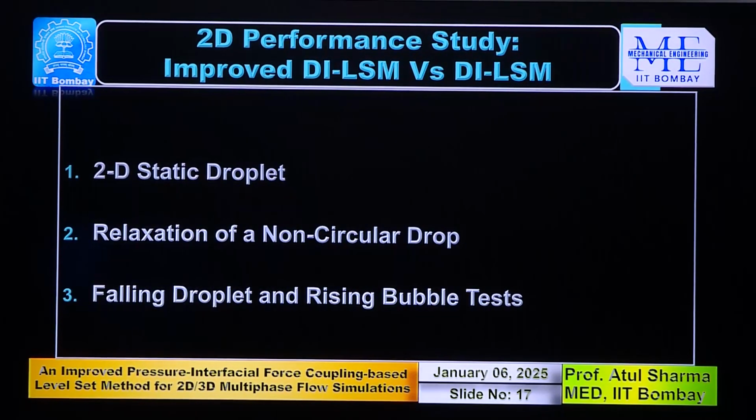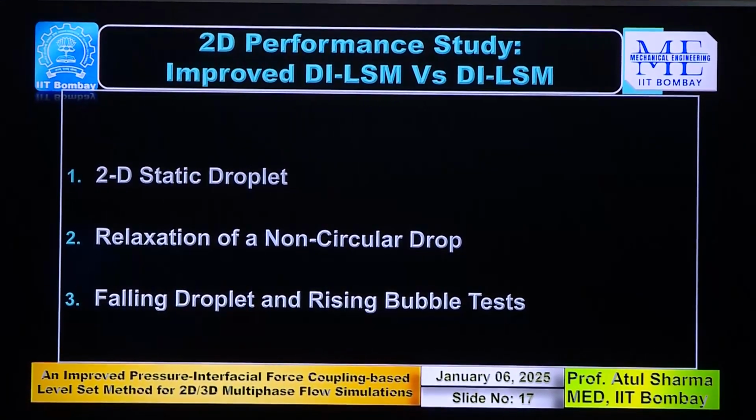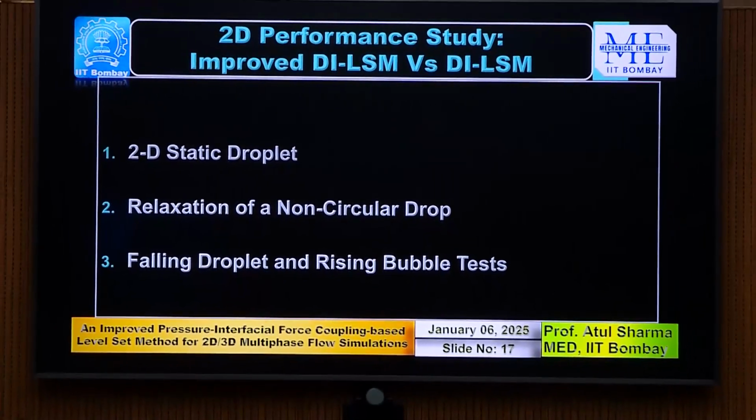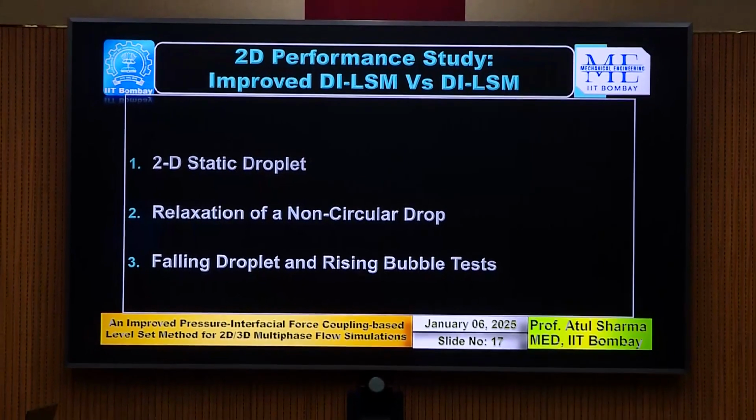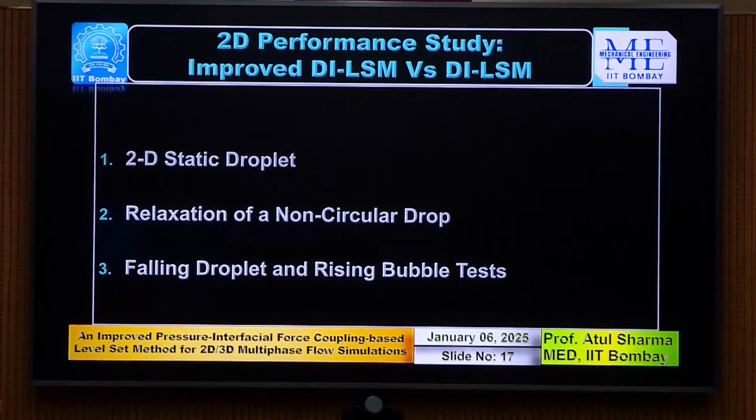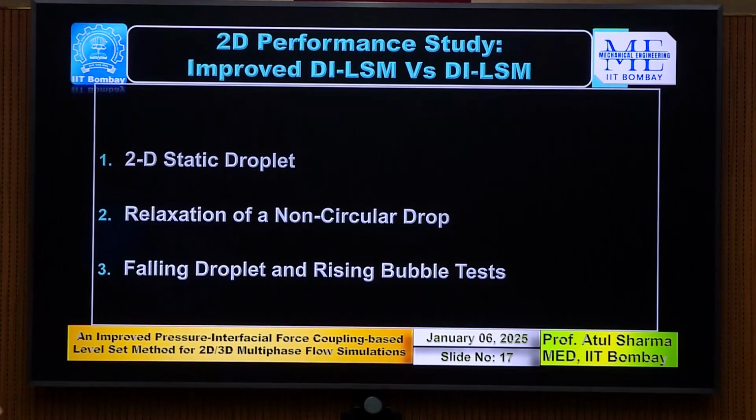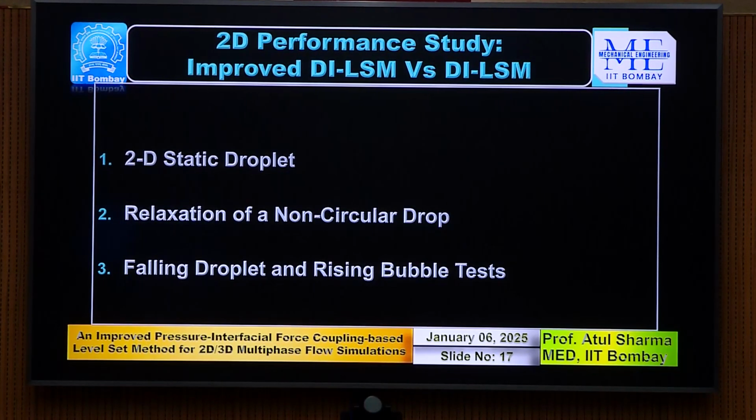Then we have done a series of performance studies. We developed both an in-house 2D code as well as a 3D code, and there are standard test cases for which we have done systematic comparisons. The simplest problem in multiphase flow development, where we start, is the static droplet case. In the static droplet case, we don't need to solve for flow, but you have to solve the full Navier-Stokes equations in the rising, falling droplet and rising bubble tests.